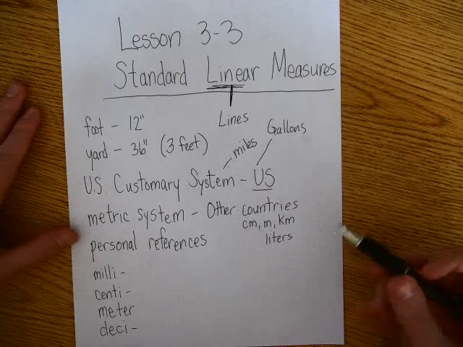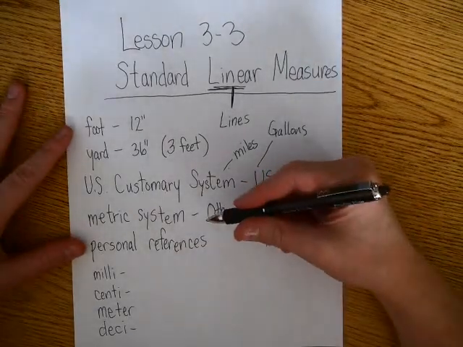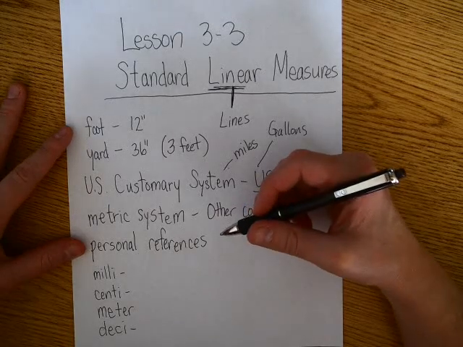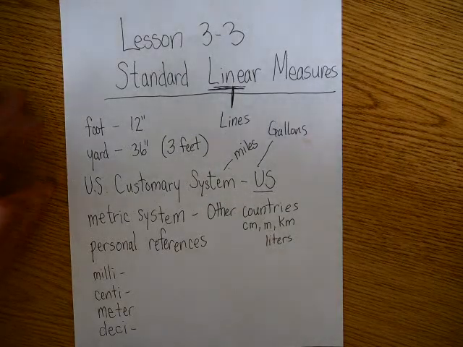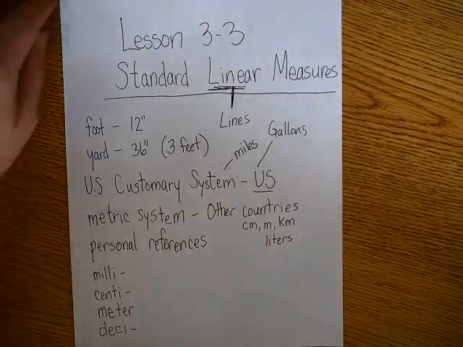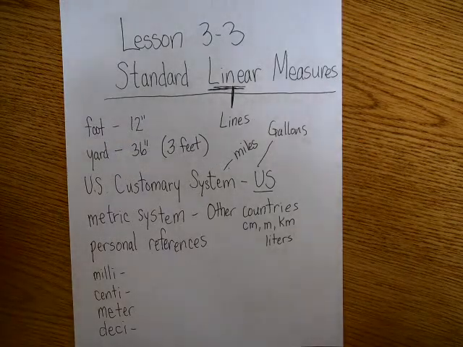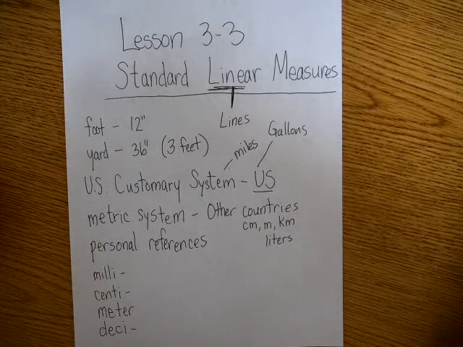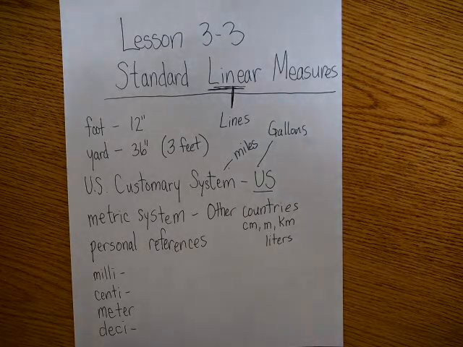Now, personal references. Personal references are things we kind of know how big they are and can refer to. For example, a piece of paper is about 1 foot long. So this paper here is about a foot. You can look at another object, maybe my desk or your desk, and say, well, this is about 5 pieces of paper long. This is about 2 pieces of paper long. That's a personal reference for you.